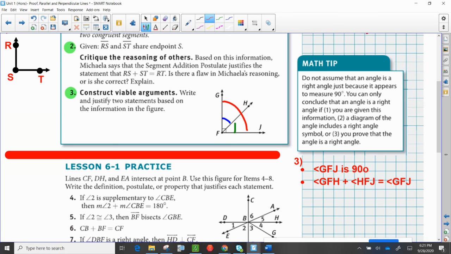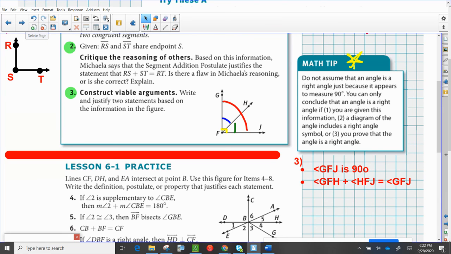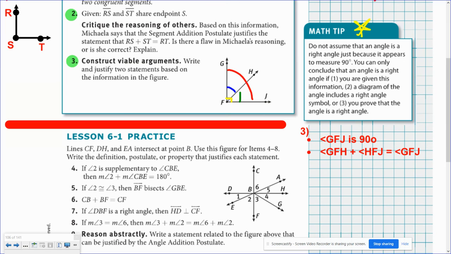Okay. So just make sure to note this little math tip on the side here. We can't always assume a right angle is 90 degrees just by looking at it. So the only way that you can know that something is 90 degrees is if it's given in the information, or the diagram indicates a right angle symbol, that little square, which means a right angle. Or you somehow prove that the angle is a right angle. So if they give you some kind of justification that leads you to a proof showing that it's a 90-degree angle.